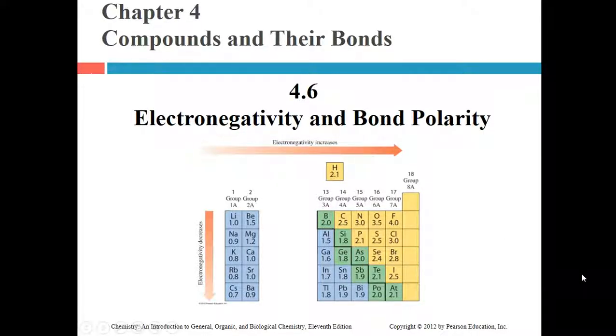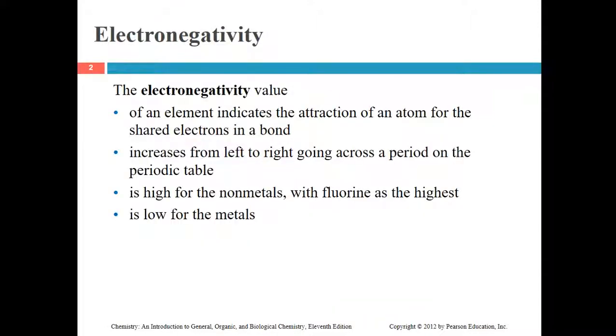4.6, electronegativity and bond polarity. Notice this electronegativity chart here. We're going to use this to determine our electronegativity and bond polarity. So it's good to dog-ear this in your book.